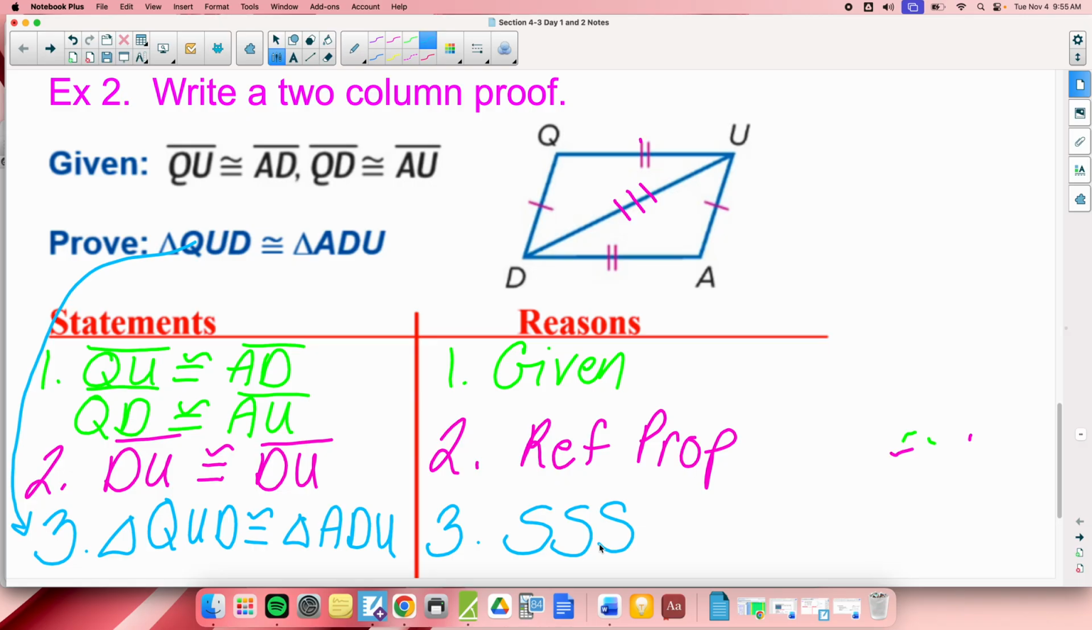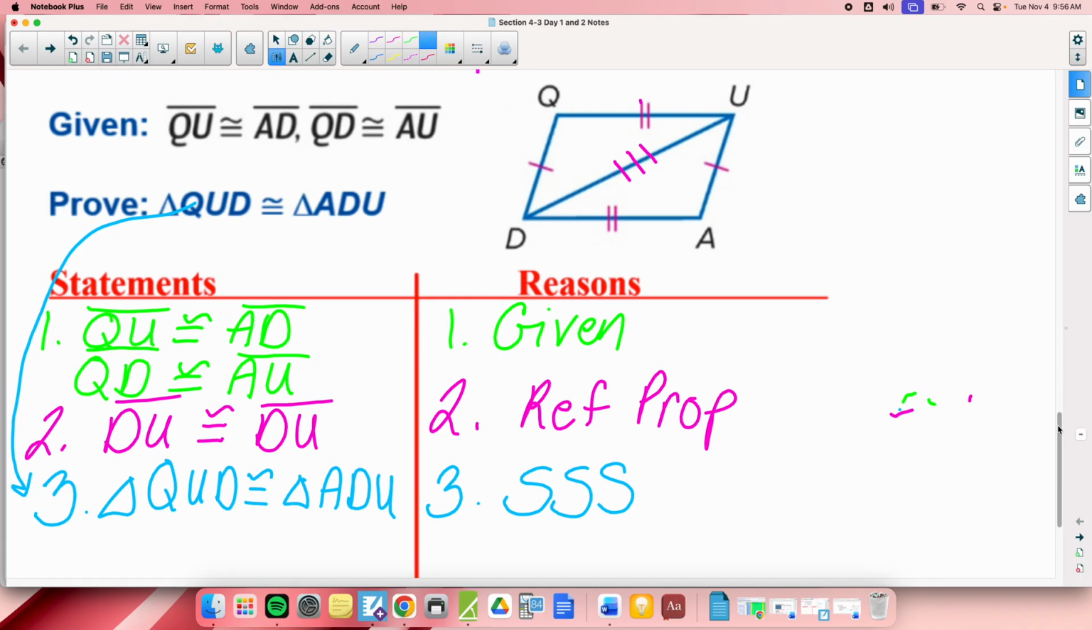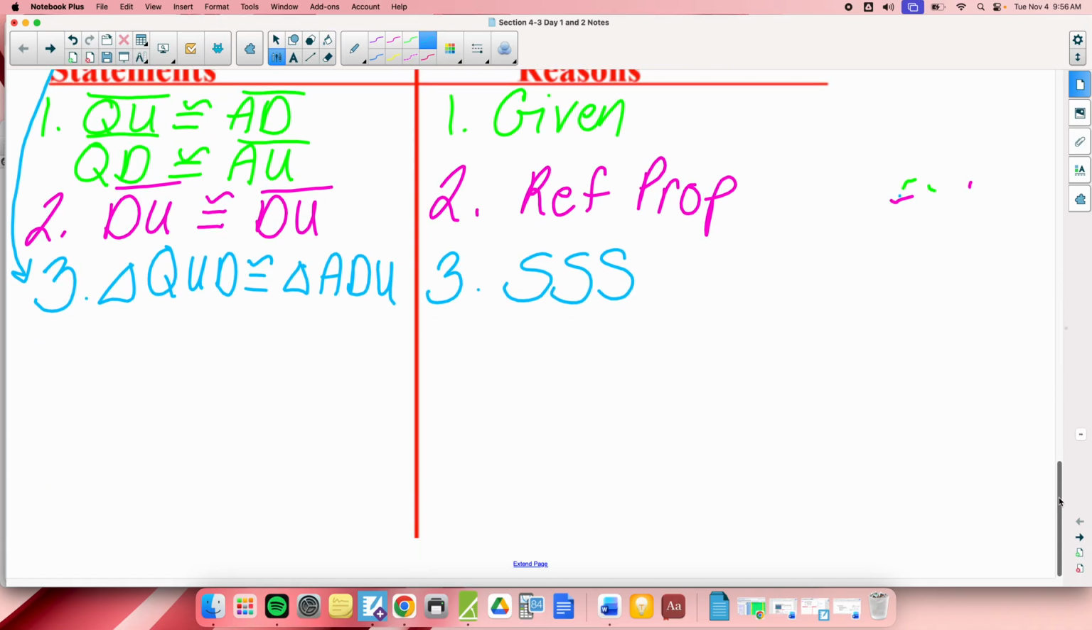Everybody good with that? Now, one thing I will tell you guys before I forget, when you're marking sides or angles on a diagram, the first set of sides that are congruent, you use 1 dash. The second set, you use 2 dashes. And the third set of sides that are congruent, you use 3 dashes. Just like with angles, you'd start out with 1 arc, 2 arcs, and then 3 arcs, okay? But that's all we have to do for that one.